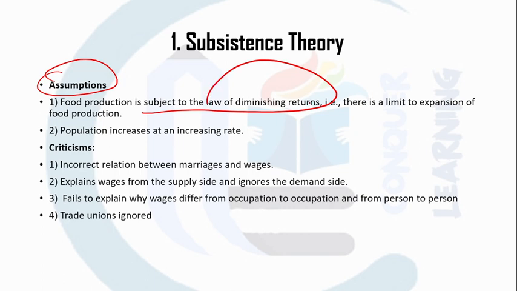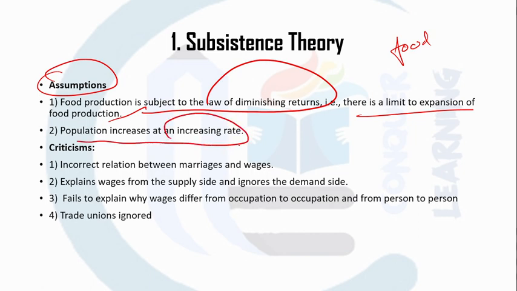The assumption here is food production is subject to the law of diminishing returns, there is a limit of expansion of food production. So we say that food production would be available if the salary is good, good food would be available, so it is limited to a certain extent. Population increases at increasing rate, and it says that population keeps on increasing at increasing rate.